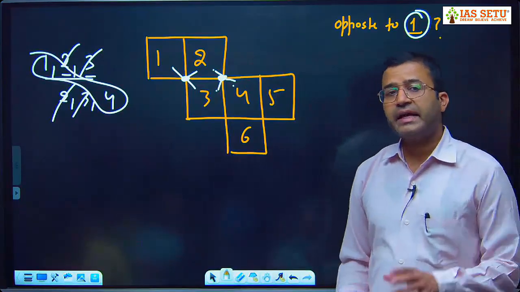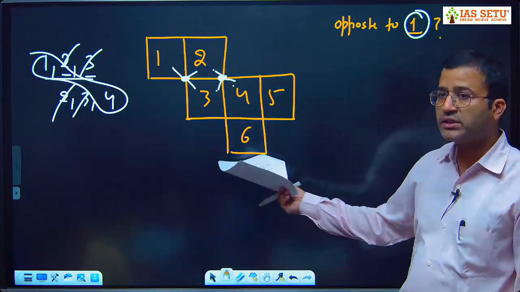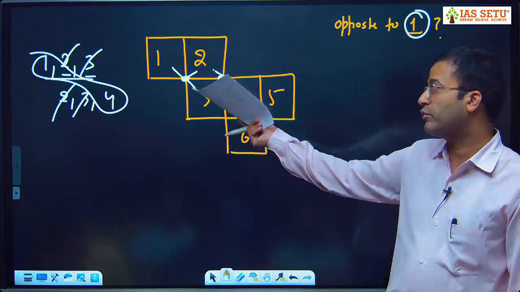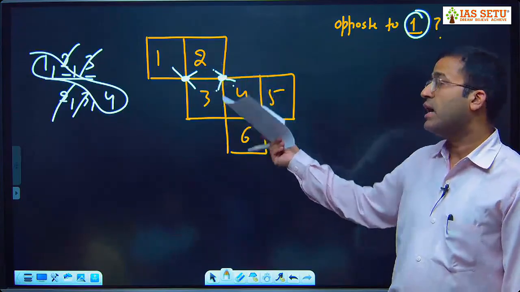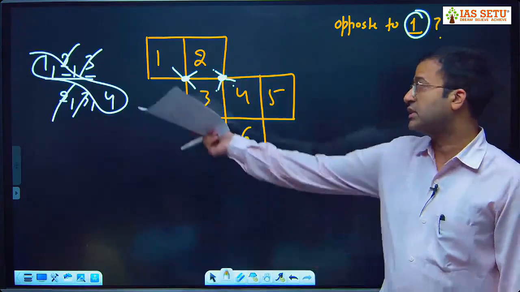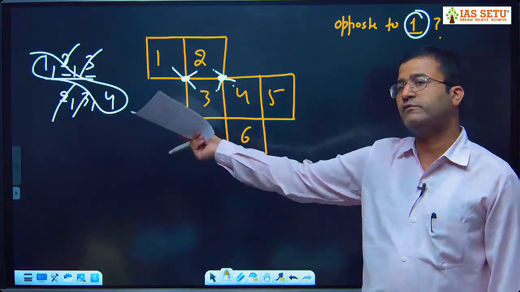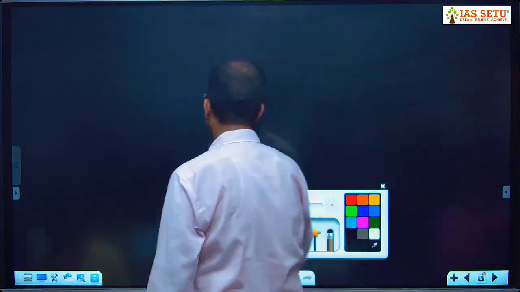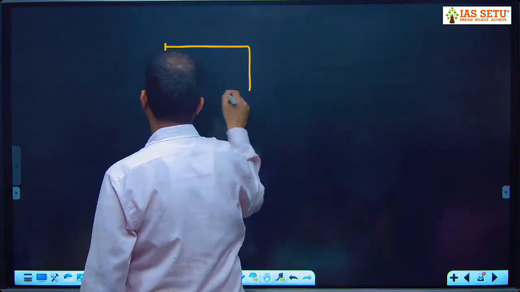I repeat, for any difficult question of this style, we can use the vertex shortcut, or this vertex method, and find the adjacent faces. Then we get a statement based question which we know how to handle. Let me take one more question. Many of you are still not comfortable. Just give me time.